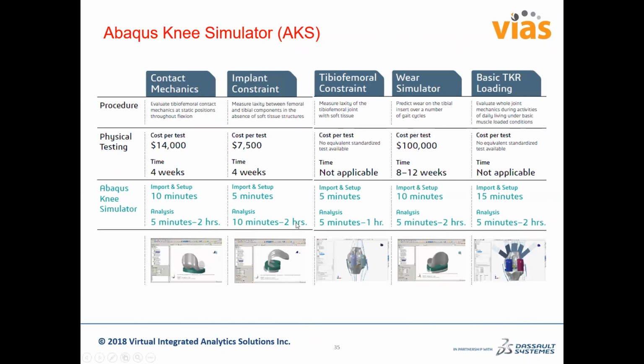We don't have the time available, or there is no equivalent standardized test available for tibiofemoral and patellofemoral TKR loading, as they are real life phenomena. But the analysis time for these two is again somewhere between 1 hour to 2 hours, which is very significantly low in terms of what you get at the end. The most useful in terms of the time saving will probably be the wear simulator, where you save the time from like 8 to 12 weeks to just a few hours.